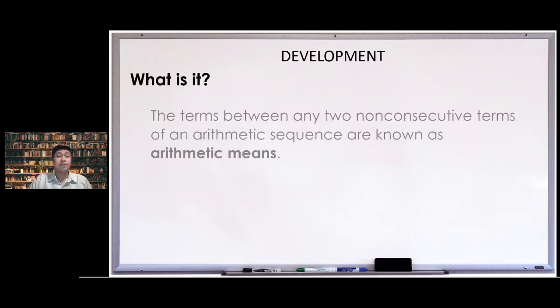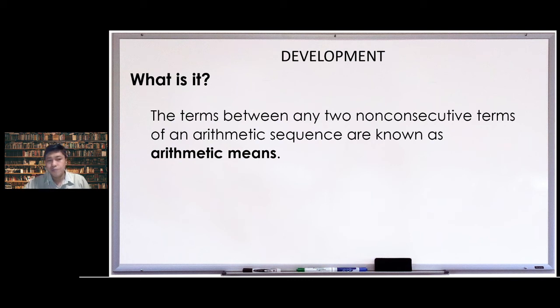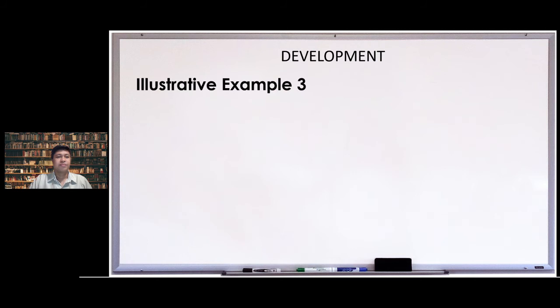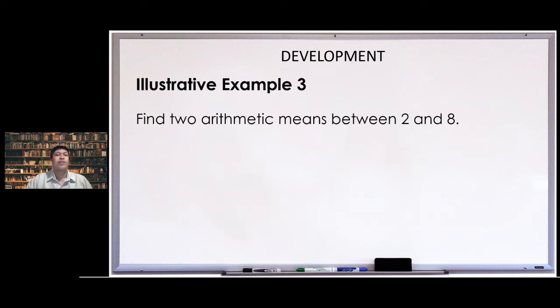Let us proceed to arithmetic means. What are arithmetic means? The terms between any two non-consecutive terms of an arithmetic sequence are known as arithmetic means. Now let's have illustrative example 3. Find two arithmetic means between 2 and 8.